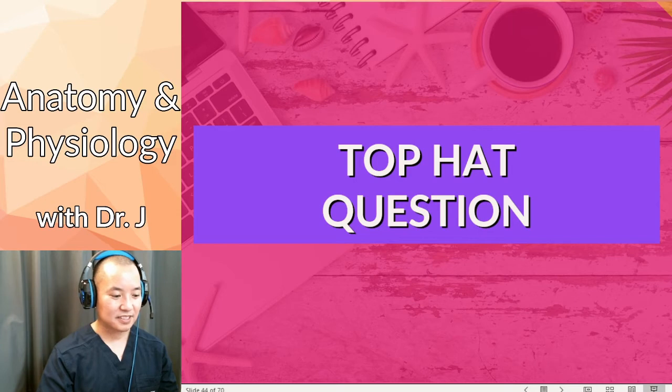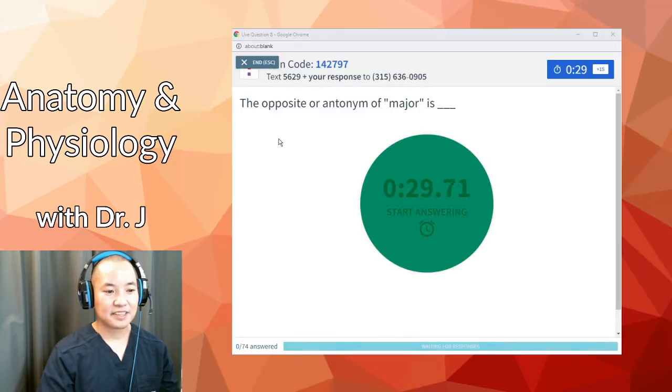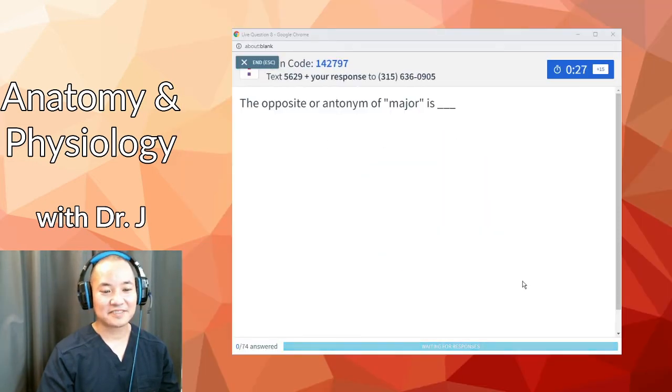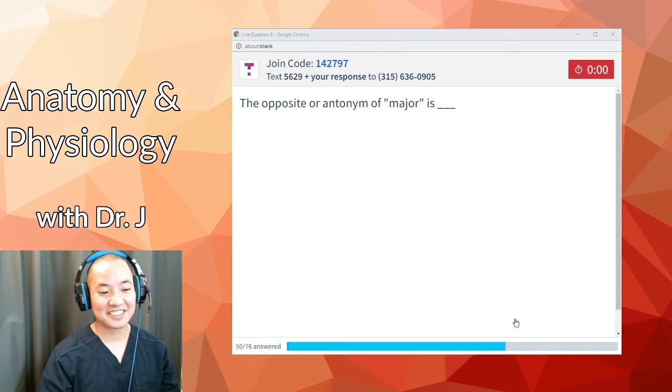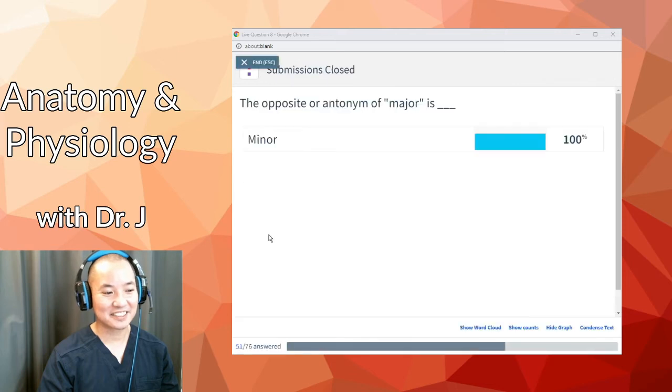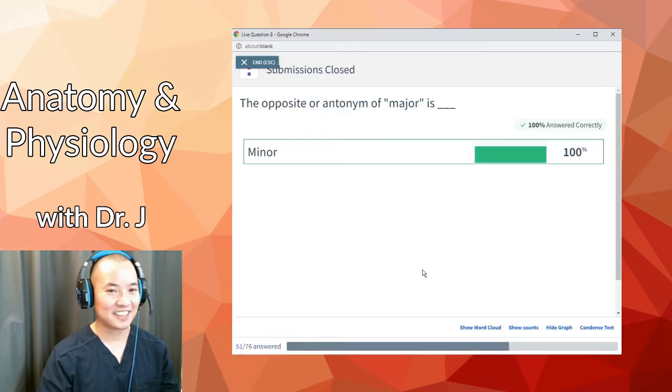And let's go to the next Top Hat question. The opposite, the antonym of major is, and I'm not trying to trick you with this one. Okay, that was easy. So it looks like most of you got it. So antonyms. The opposite of major is minor, and all of you are correct. Nothing major, it's only minor, right? So this is why I'm also bringing that up.